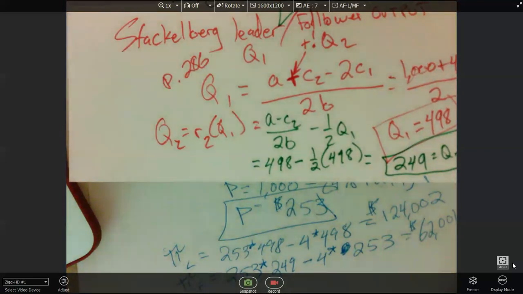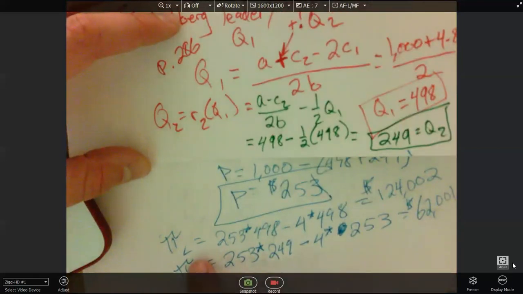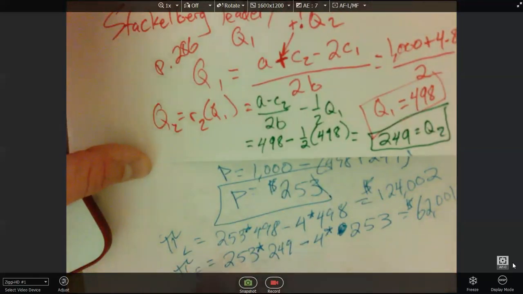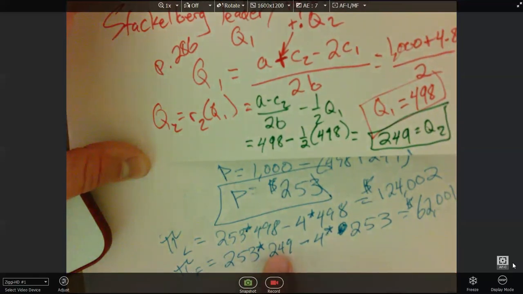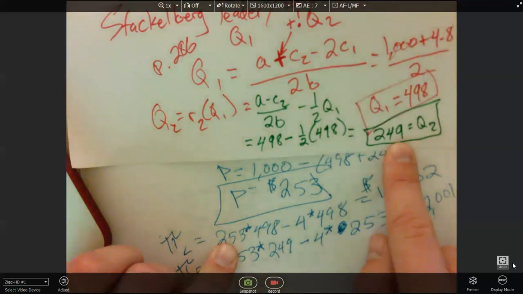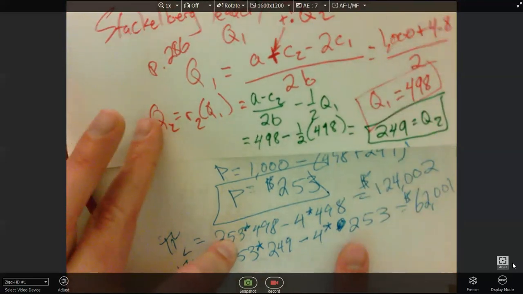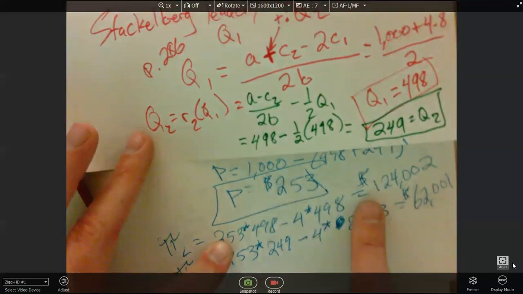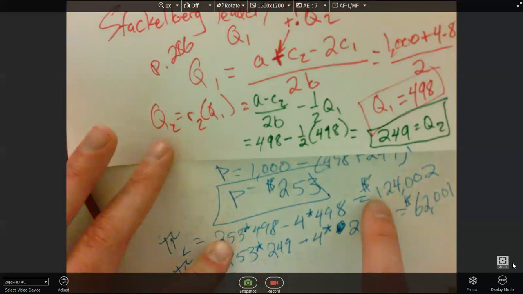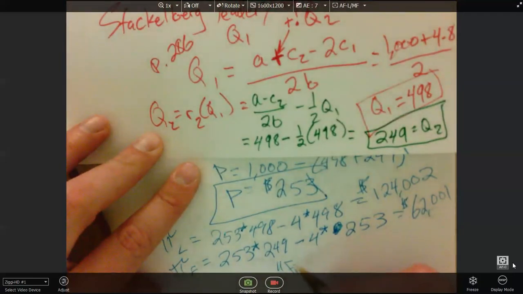They're the leader. They're the ones that are, you know, the profit for leader. The follower right here. So it's the 253 times the 249. So they both have the same price. And they sell fewer, exactly. And they have the same marginal cost, but they sell fewer. And so at the end of the day, they're making almost twice the amount of money as the follower, right? Because of that. This is called first mover advantage.